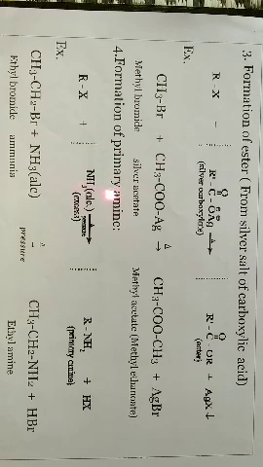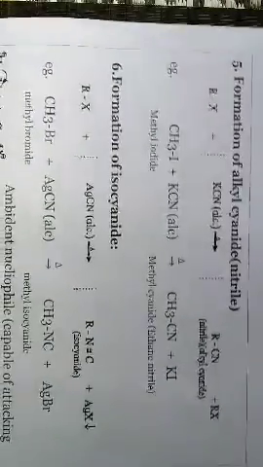Then the formation of primary amines. Primary amines are formed by reaction with alcoholic NH3. So RX reacts with NH3 to give RNH2 plus HX. Example is CH3CH2Br plus NH3, that gives CH3CH2NH2 plus HBr. HBr is a side product. CH3CH2NH2 is called ethylamine. That is a primary amine.